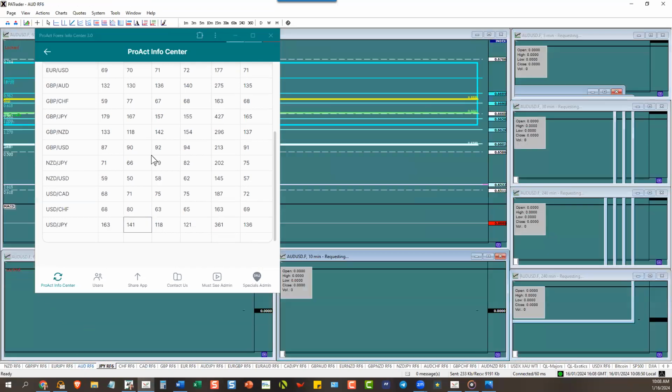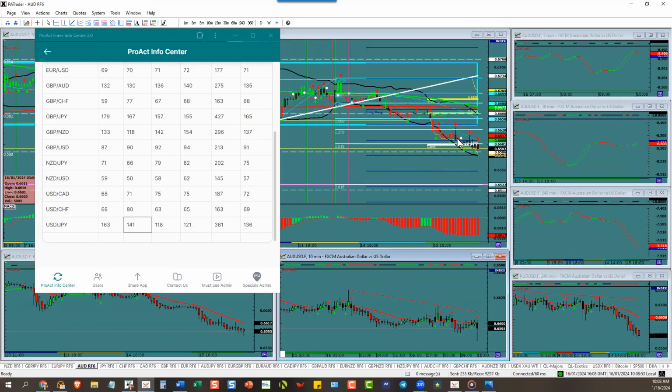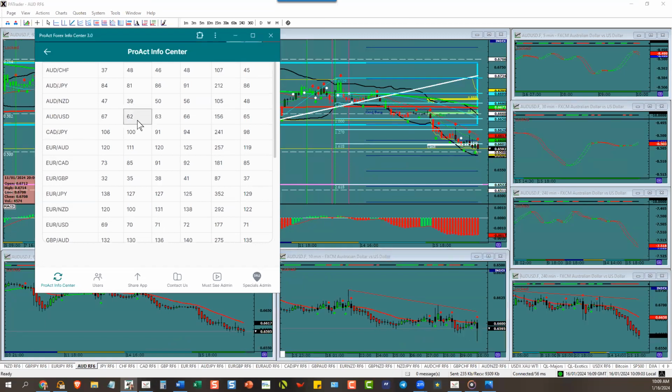Aussie dollar, right to the pip to its ATR to the downside. All this is confirming that the dollar is indeed doing what it's doing. All right. So Aussie dollar, 62 pip ATR, no problem to get to its ATR.